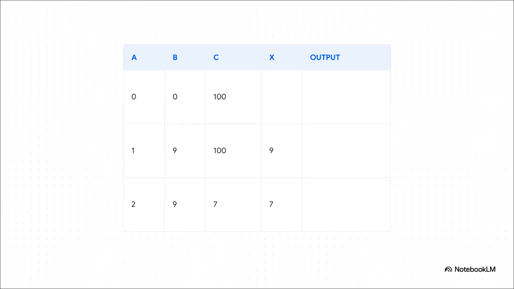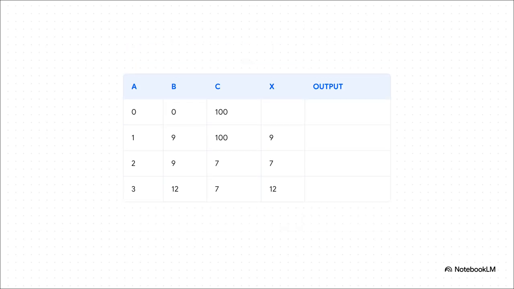Next up is the number 7. So is 7 greater than our current b, which is 9? Nope, not at all. So this time we follow the no path. The next question is: is 7 less than c? Well, c is 100, so that's a big yes. And look at that, c gets updated to 7. Interesting. b stayed the same, but c just changed.